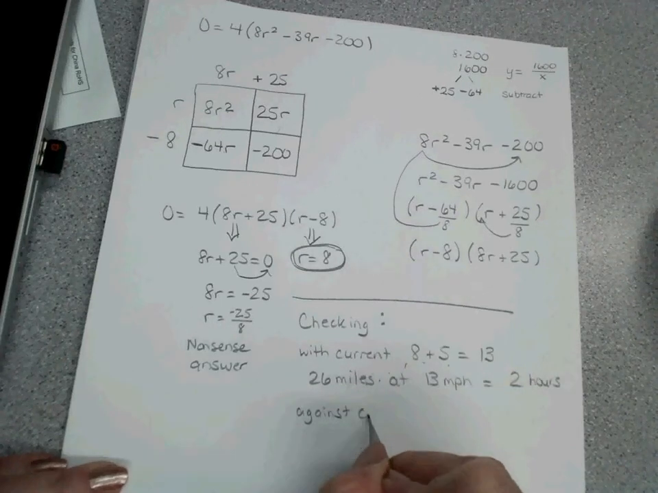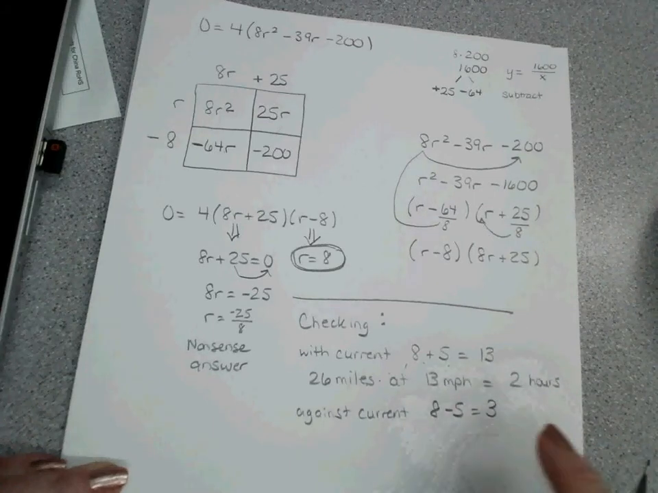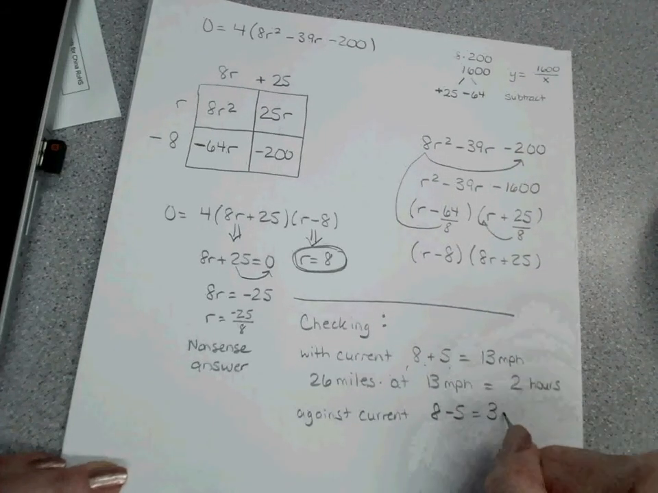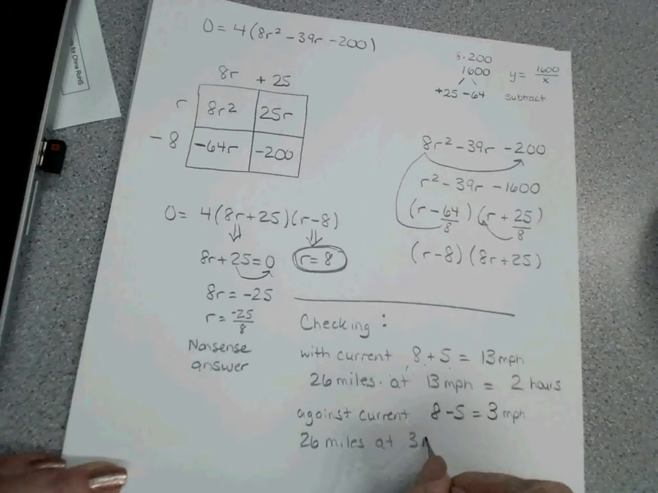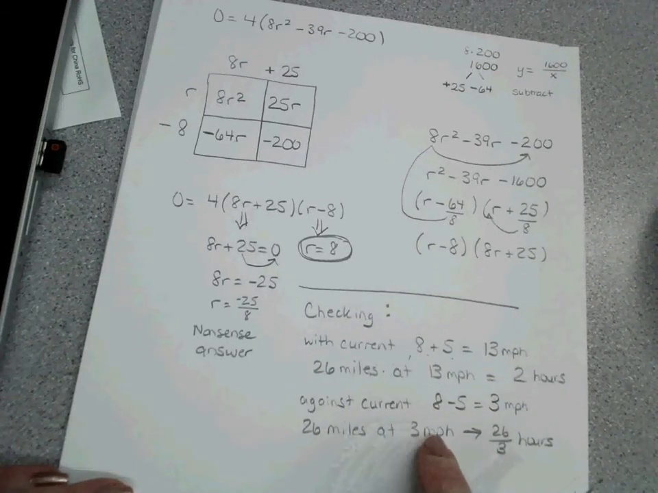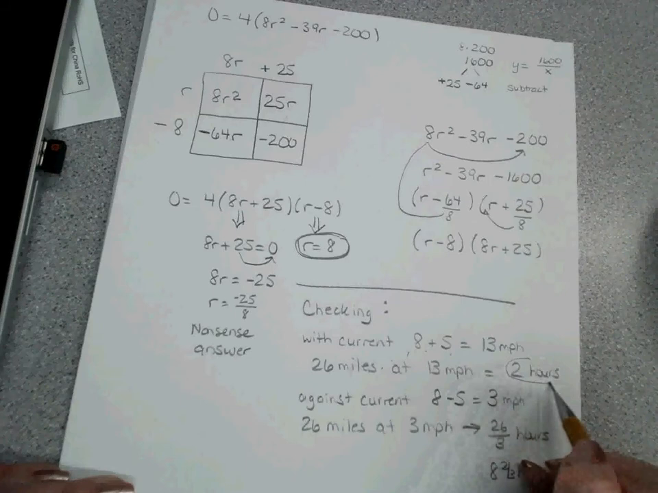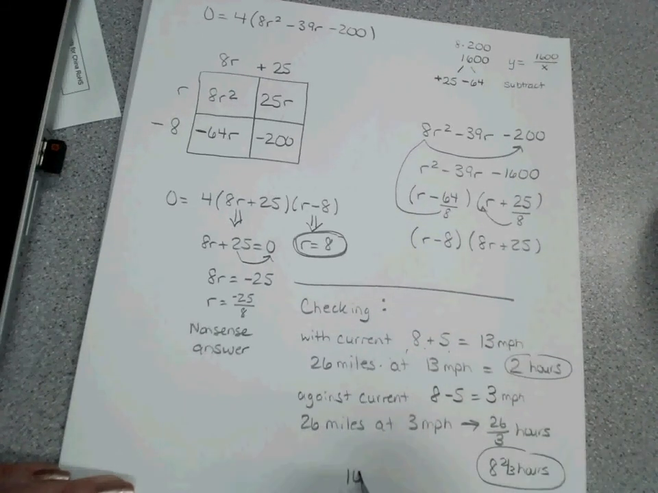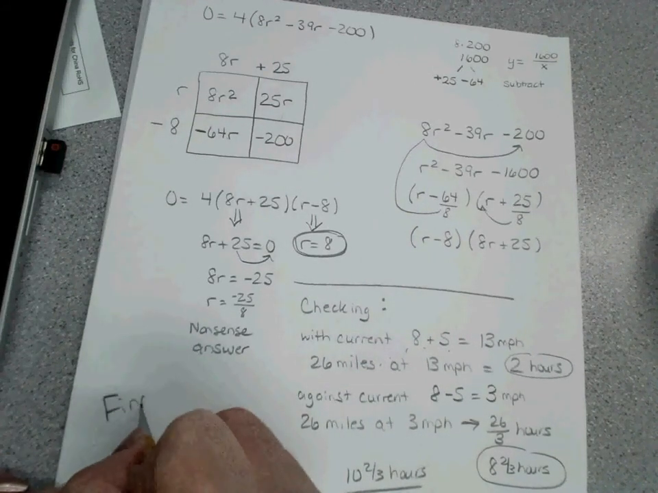Then going back, the boat was going 8, the current was taken away 5, that means it can only go 3 miles an hour. 26 miles at 3 miles per hour takes 26 divided by 3 hours, because distance divided by rate equals time. 3 goes into 26, 8, with a remainder of 2/3. 2 hours plus 8 2/3 hours is the 10 2/3 hours we started with.